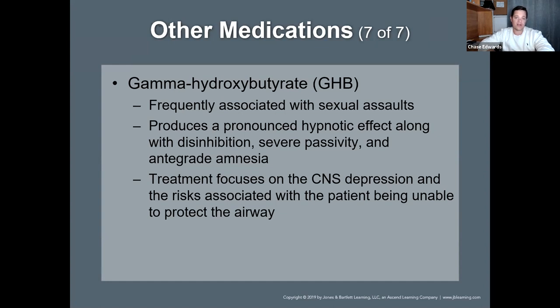So some of the treatment is going to focus on CNS depression and the risk associated with the patient being unable to protect their airway. So with that, you're going to maintain your ABCs, right? Monitor that LOC, vascular access, apply a pulse ox, and rapid transport.